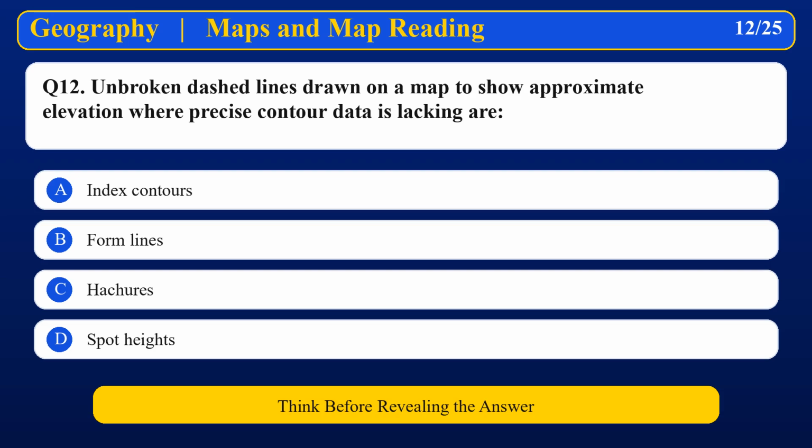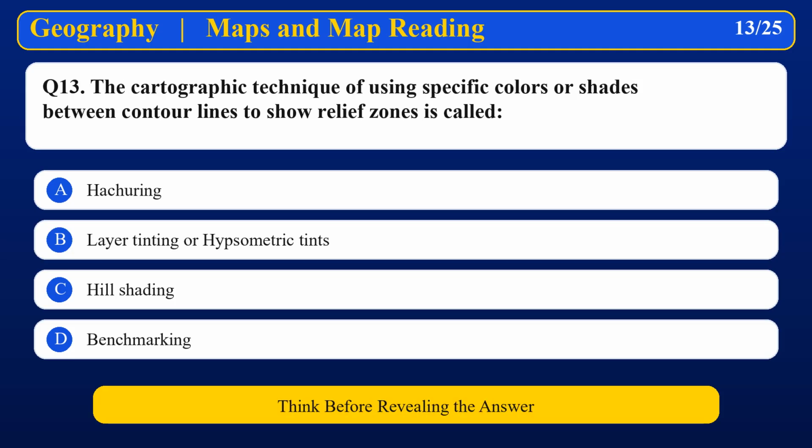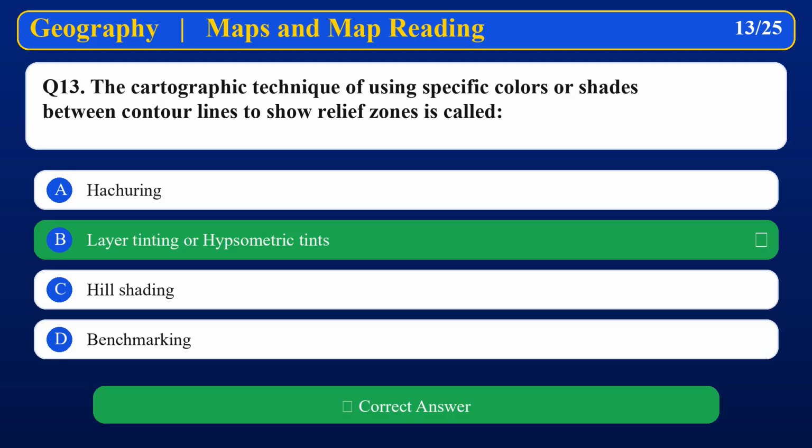Unbroken dashed lines drawn on a map to show approximate elevation where precise contour data is lacking are form lines. The cartographic technique of using specific colors or shades between contour lines to show relief zones is called layer tinting or hypsometric tints.